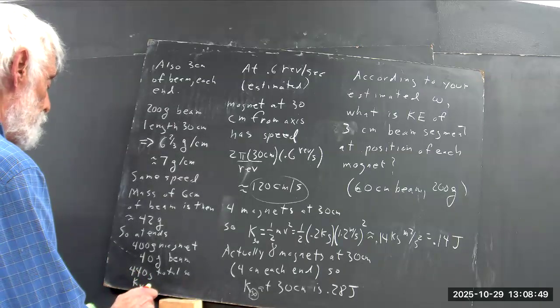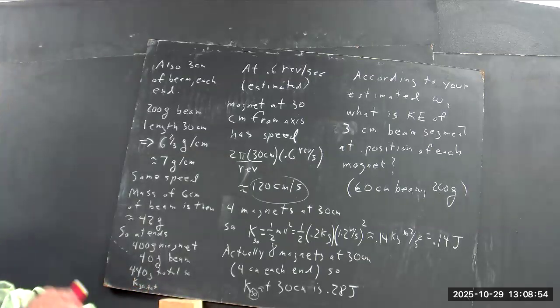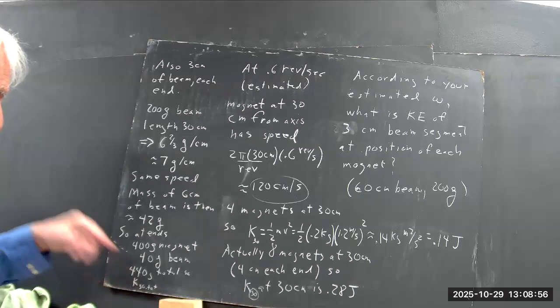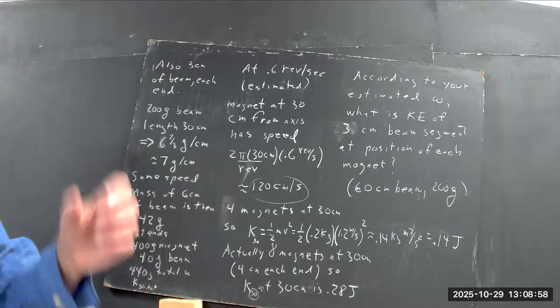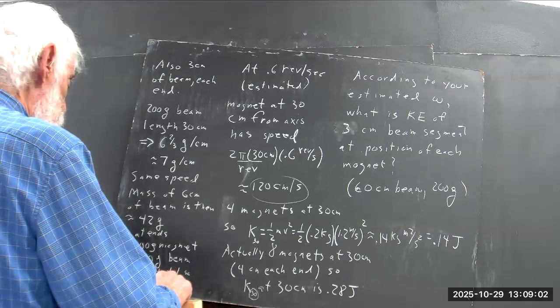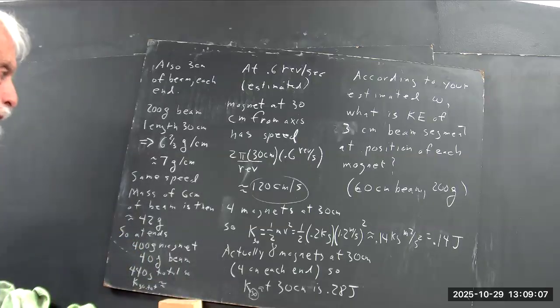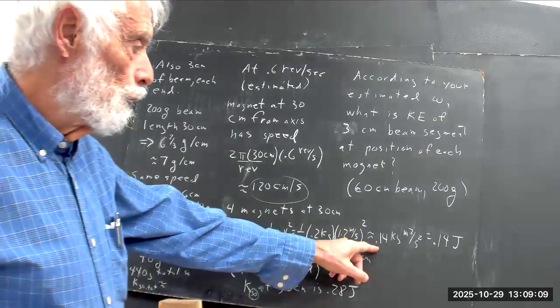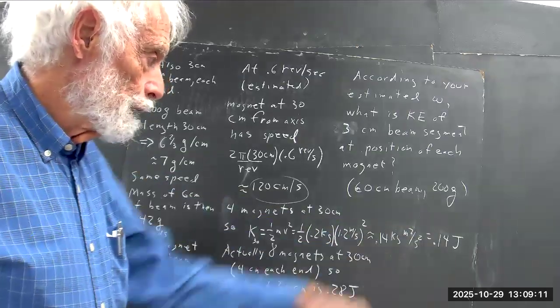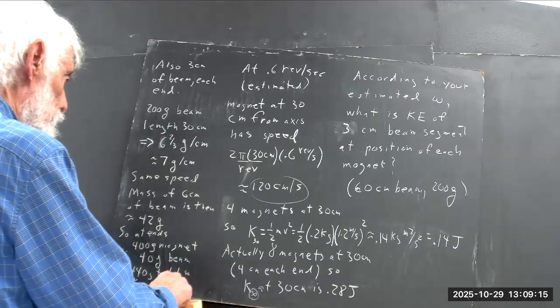K30 total, that's what I'm writing, indicates the total kinetic energy of a segment at the end, and you can easily calculate that. Just take this 0.14 and change it to 0.44 kilograms, up kilograms.